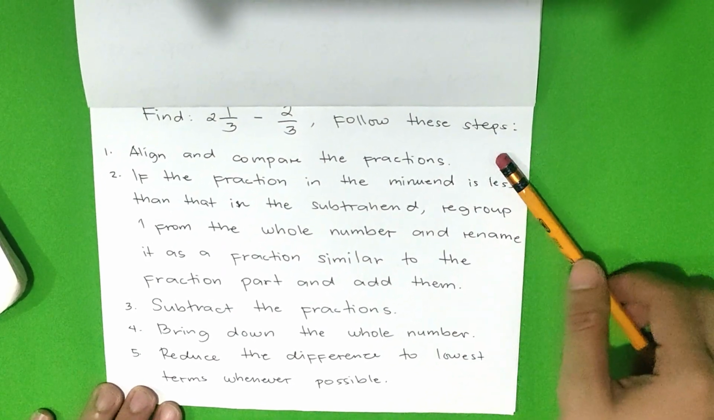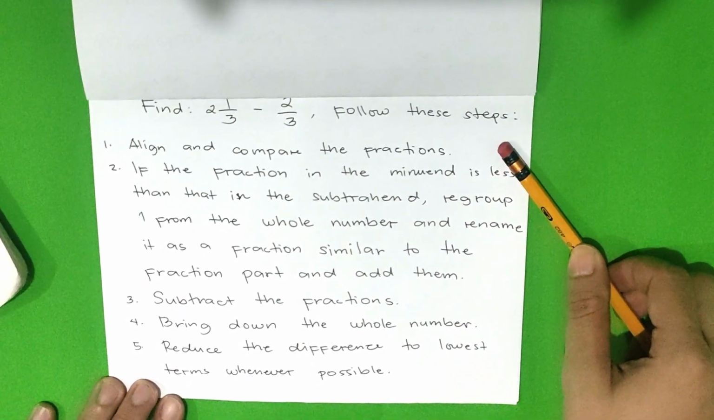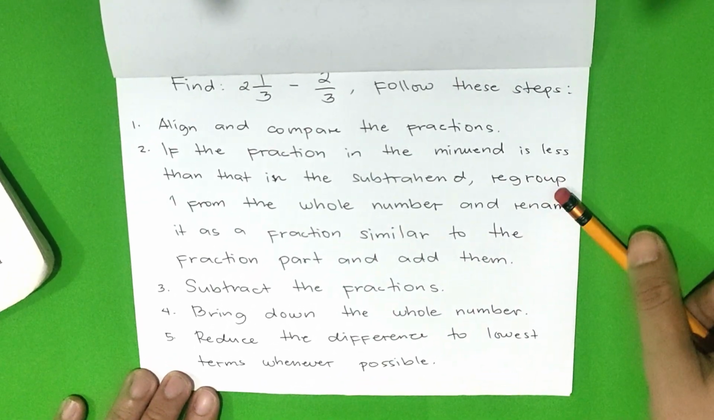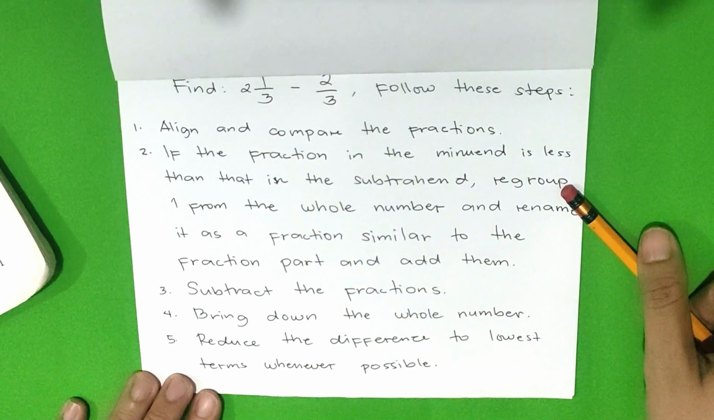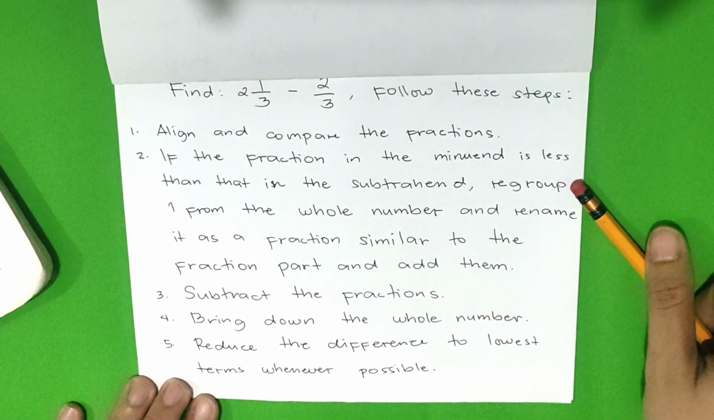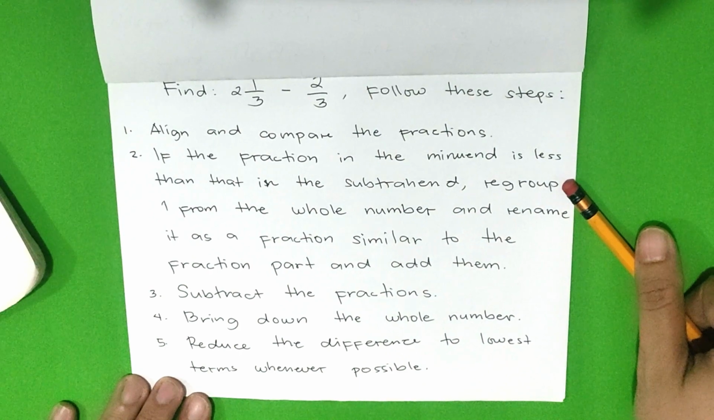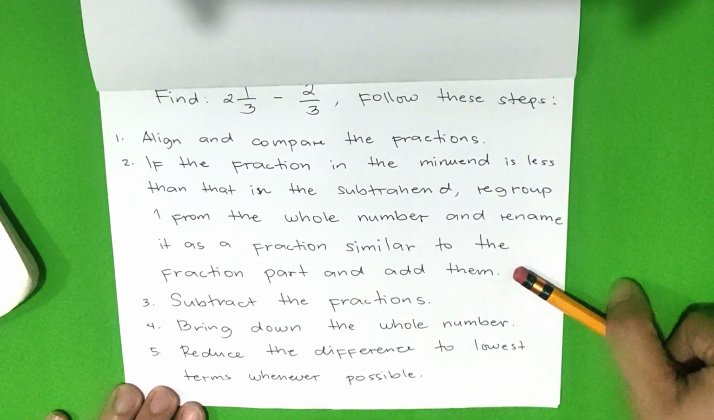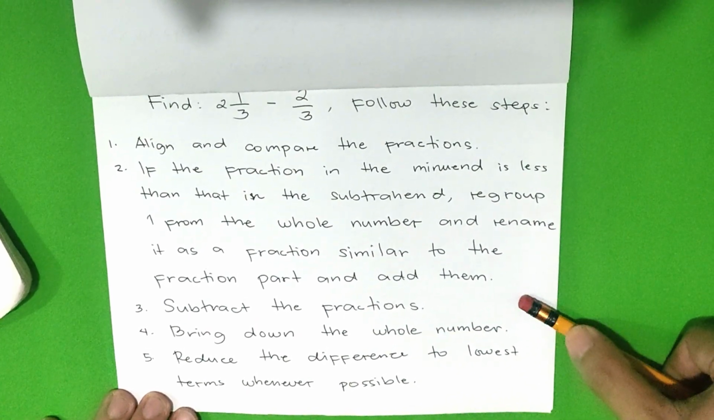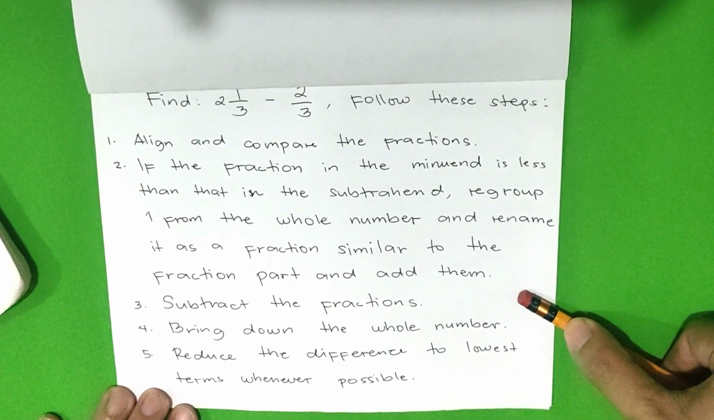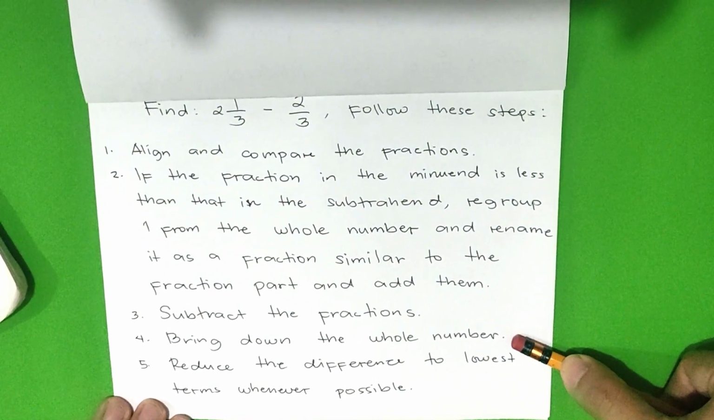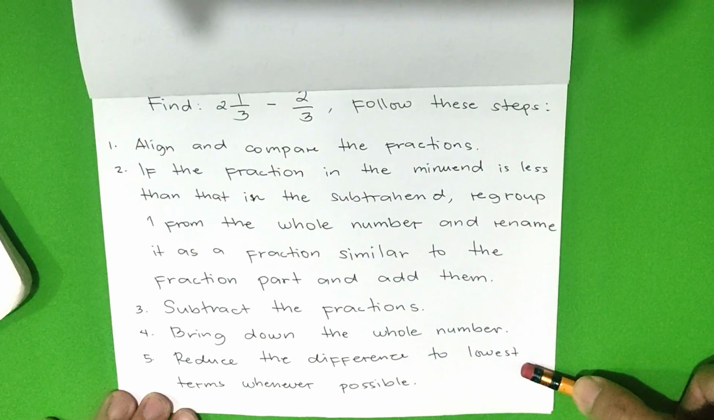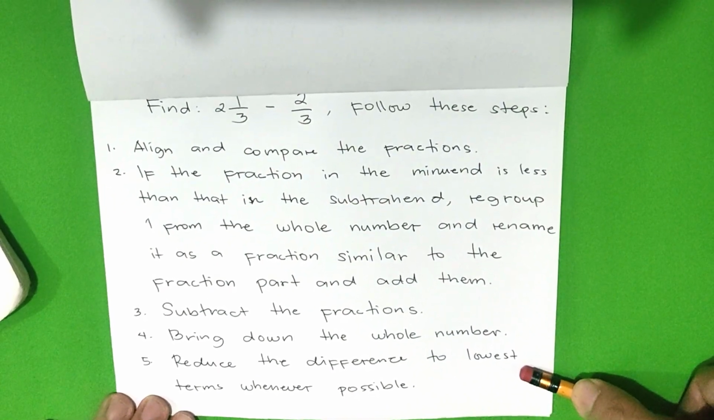Step 1. Align and compare the fractions. Step 2. If the fraction in the minuend is less than that in the subtrahend, regroup 1 from the whole number and rename it as a fraction similar to the fraction part and add them. Third step, subtract the fractions. Fourth, bring down the whole number. And fifth, reduce the difference to the lowest terms whenever possible.